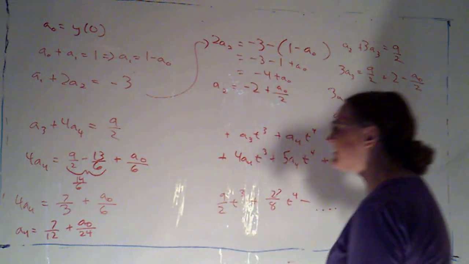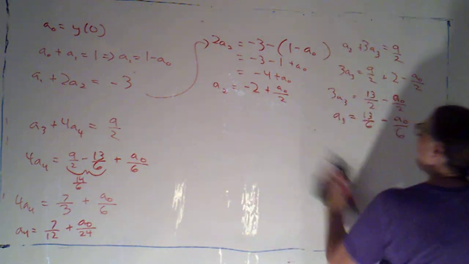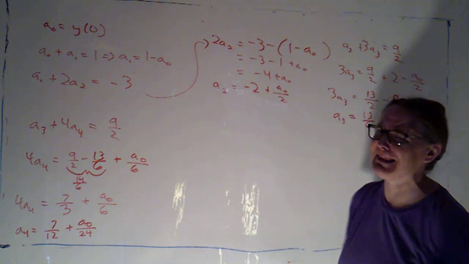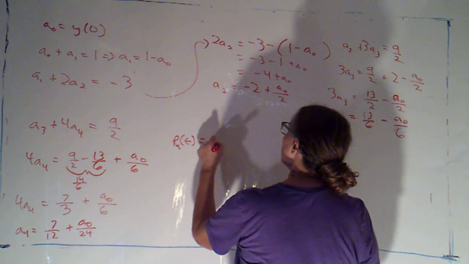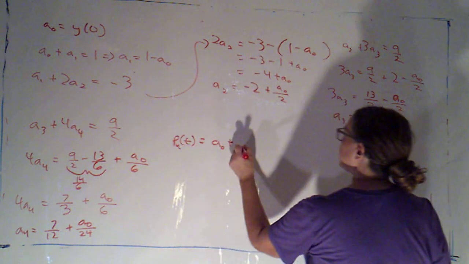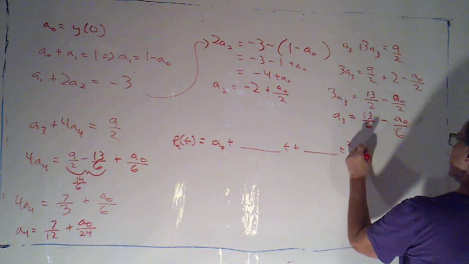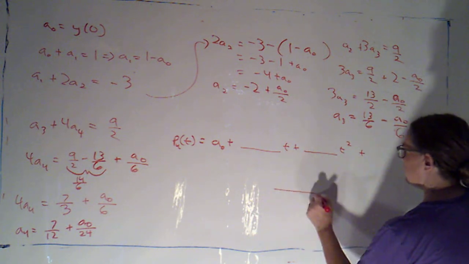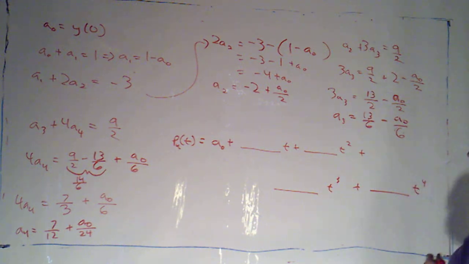All right, so I've got all of my coefficients. Now, I've pretty much done all of the work I need to do, but let's not forget to actually write the answer. We wanted P4 of t, which is a naught, plus we're going to have some t's, plus some t squareds, plus, I might run out of space, so I'm going to continue down here, some t cubed, plus some t to the fourth, and now I just have to fill in those coefficients.